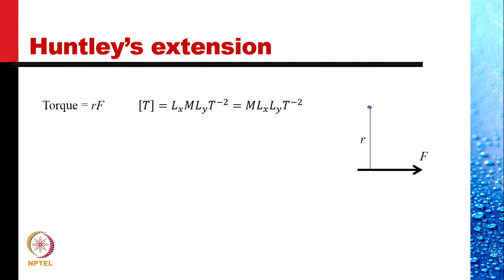Torque, which is R times f, would be m Lx Ly t minus 2, and work would be m Lx square t minus 2. In the simple MLT system, both would have dimension of m L square t minus 2. But we realize that in torque, the two lengths are in different directions, Lx and Ly, while in the work, they are in the same direction, Lx squared.